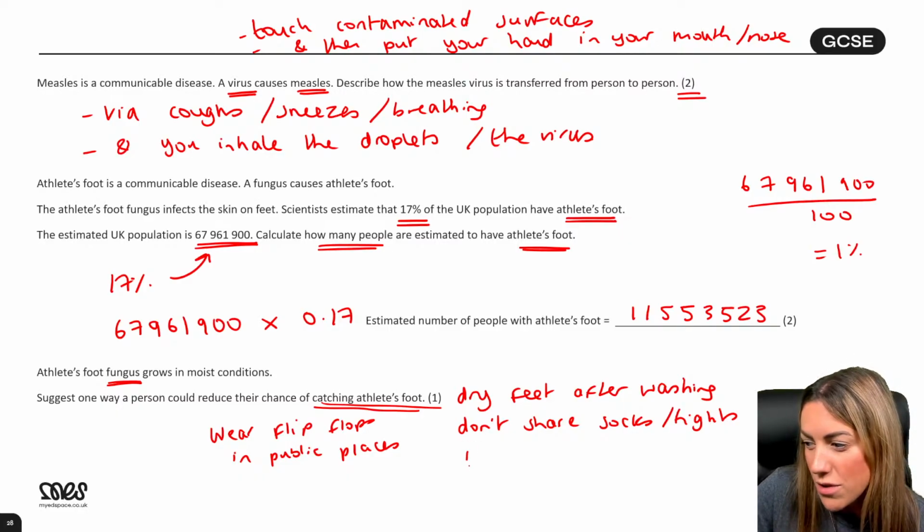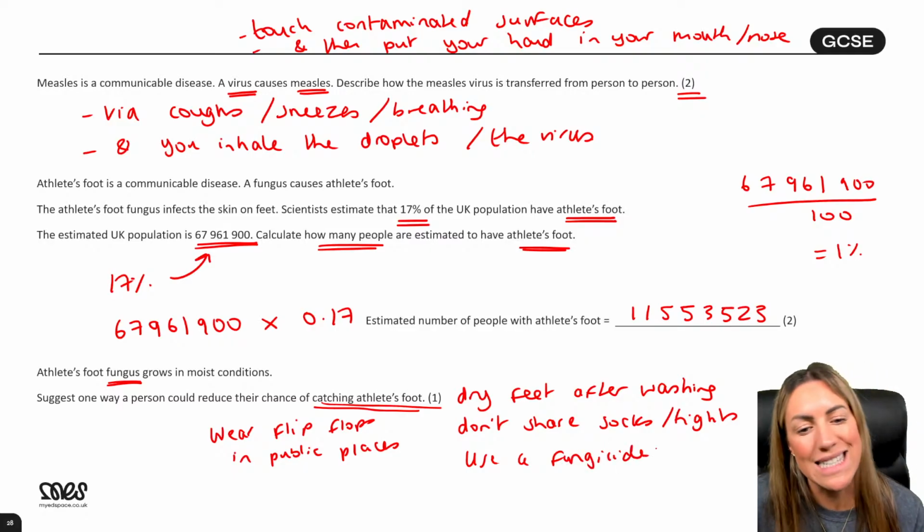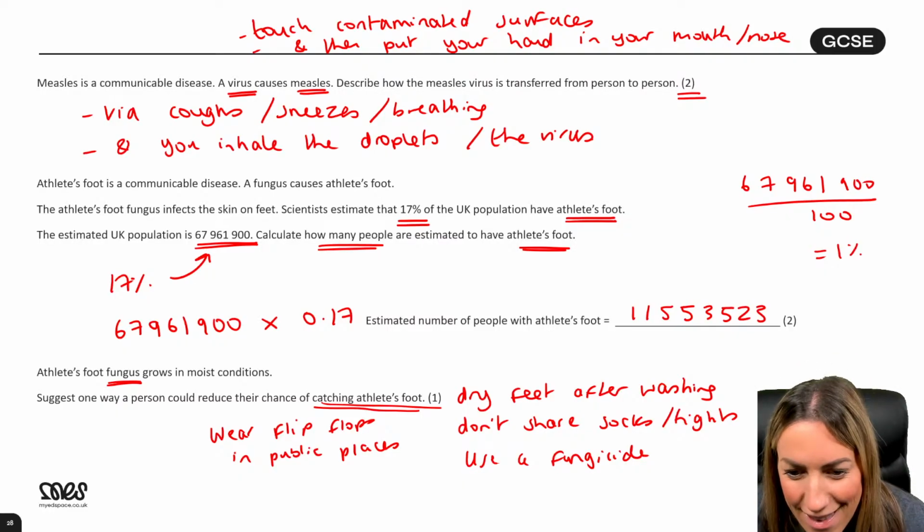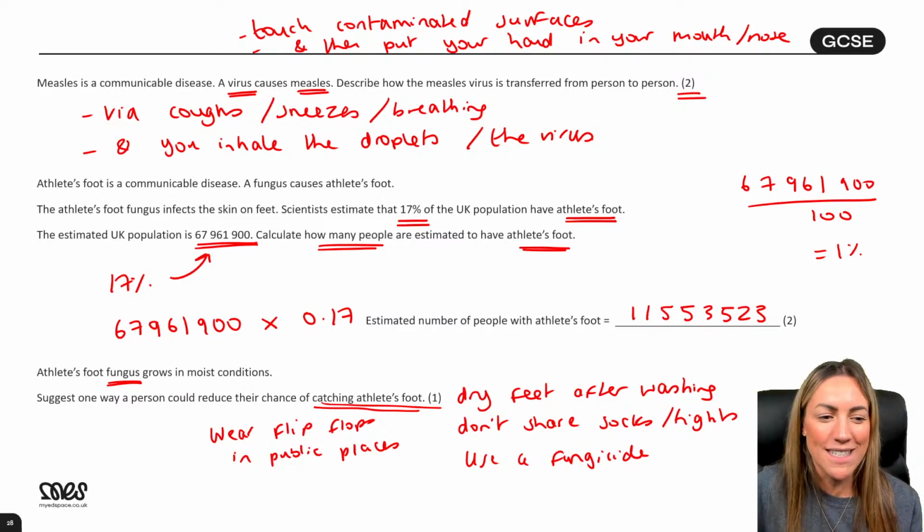What else? Oh, you could also actually say use a fungicide. I think that was accepted. A fungicide is a chemical that kills the fungus. So you could regularly put fungicide on your feet. I don't think anyone's doing that. Got some mad answers in the chat, but these were the ones that are accepted.